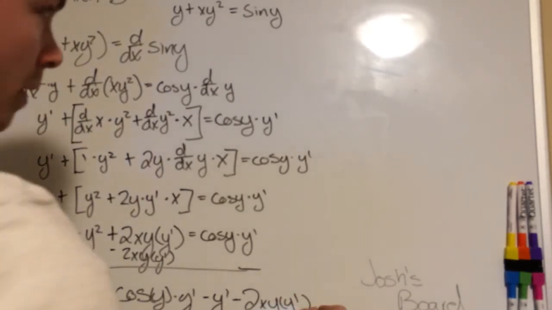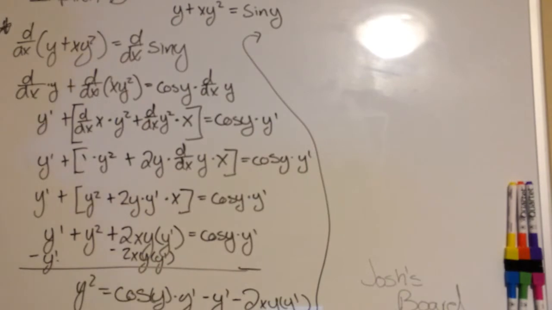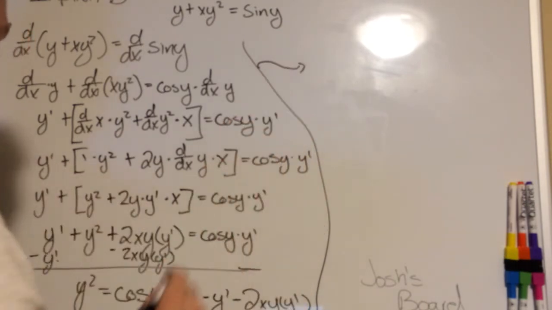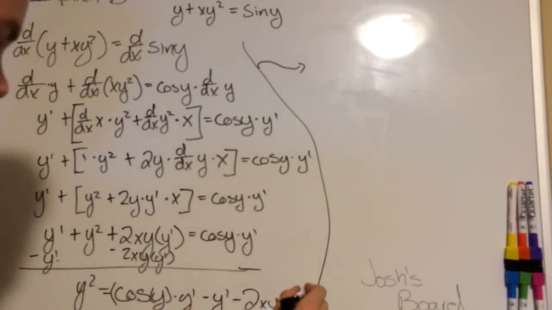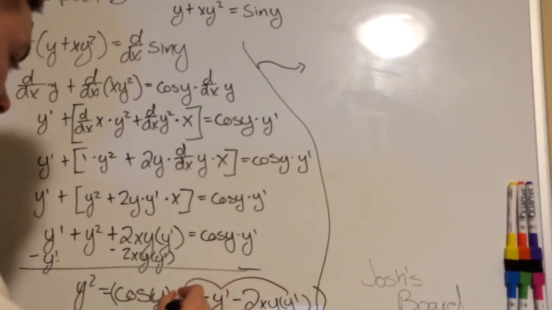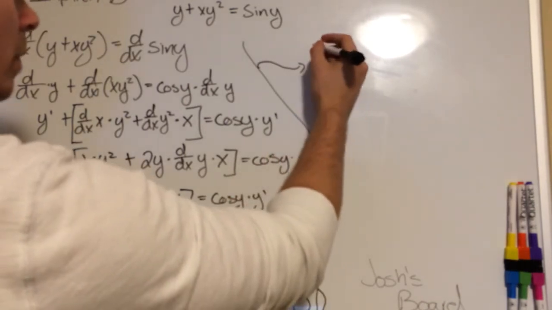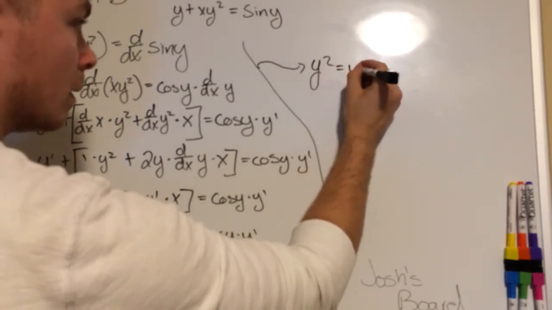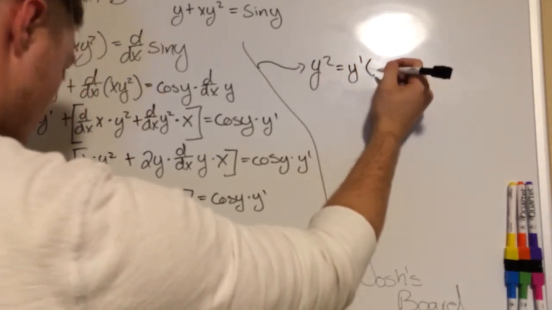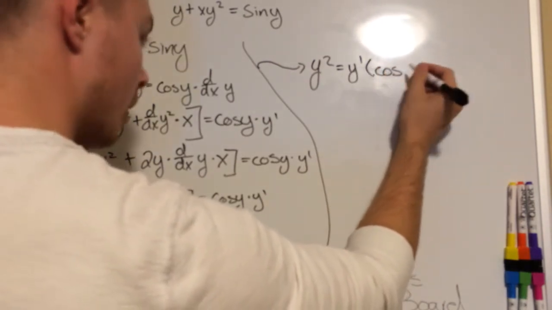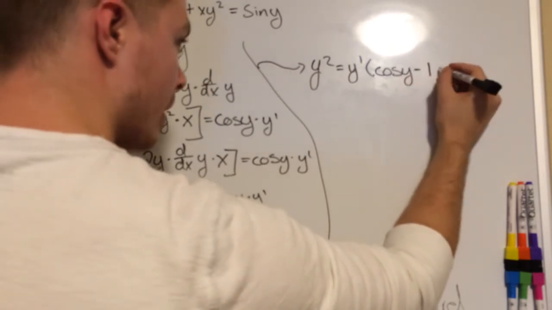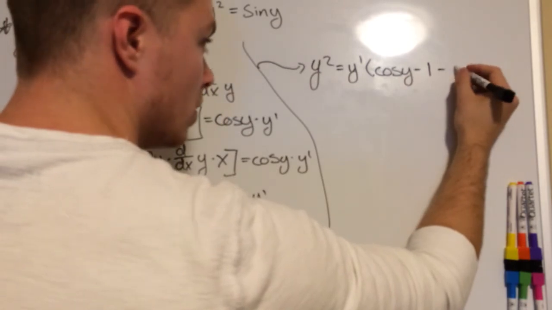Go ahead and take this equation and move it up here. Once we get here, let's move this a little bit lower. There's a glare. Once we get here, we just take out the y prime. Take this y prime, take this y prime, and move it to the outside. So we get y squared equals y prime times the cosine of y minus 1 minus 2xy.